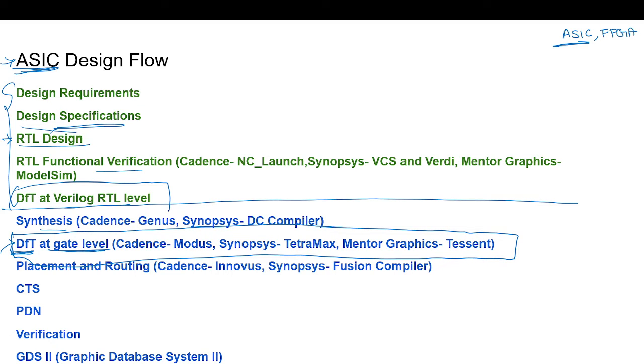Further, we have the placement and routing step, followed by the clock tree synthesis and the power distribution network. And here we perform the verification of the design. Finally, we obtain the GDS2 format file, which can be sent to a foundry for fabrication. Now here we have two steps, verification and design for testability, DFT.